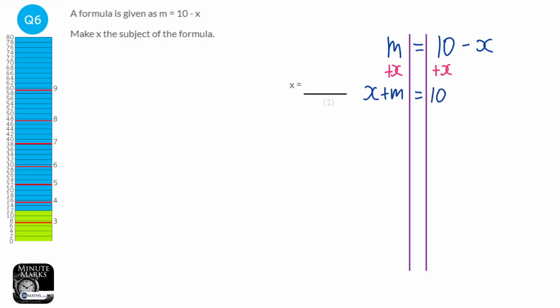Then we want to get rid of anything on the left-hand side that's not this x. So we want to get rid of this plus m. So we're going to do that by subtracting m both sides. So we've got x equals 10 minus m. So our answer is 10 minus m. x equals 10 minus m.